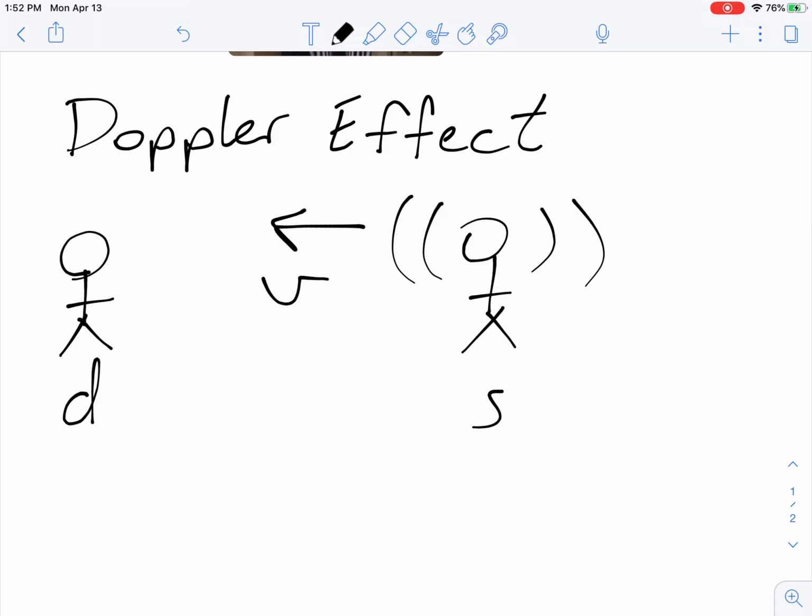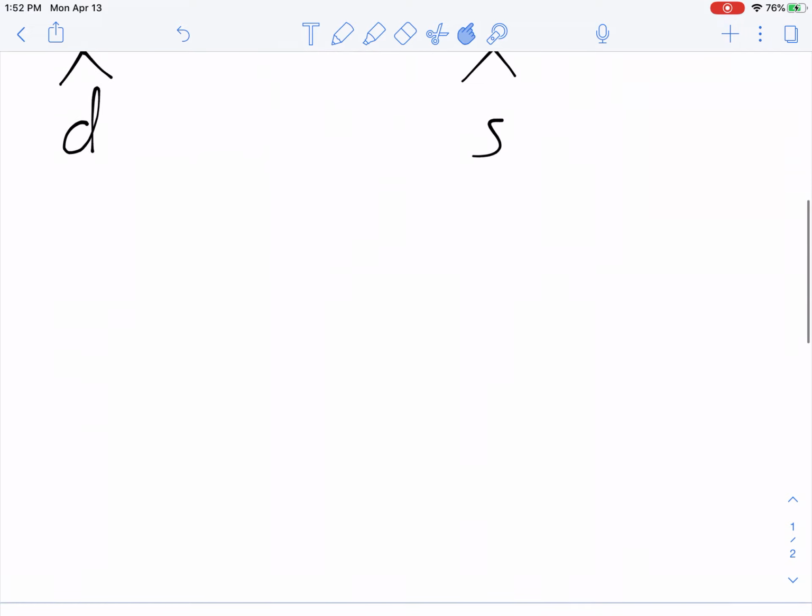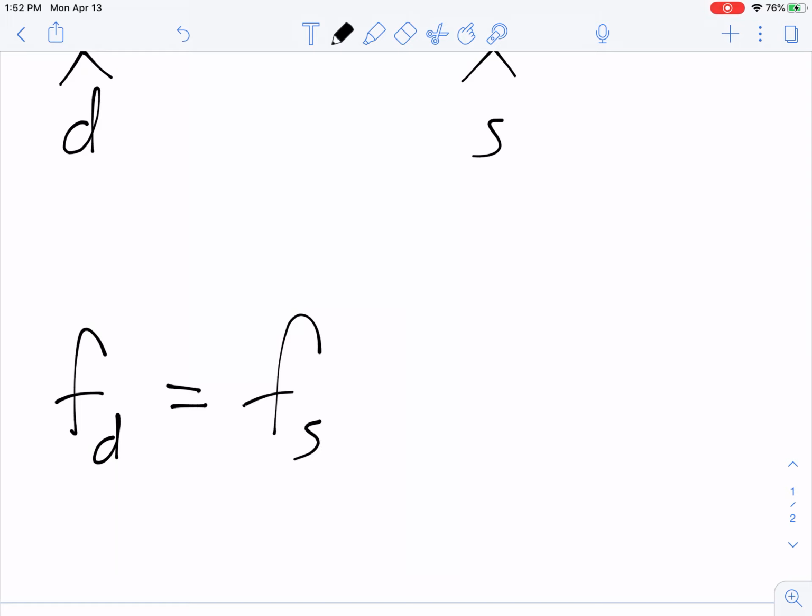So, if there's no motion between the two, we'll get some observed frequency. If there is motion between the two, that frequency changes. How is that frequency going to change? Well, let's use this equation. The frequency heard by the detector is equal to the frequency emitted by the source. Remember, subscript D means detector, S means source. S does not mean sound, S means source. Detector, source.